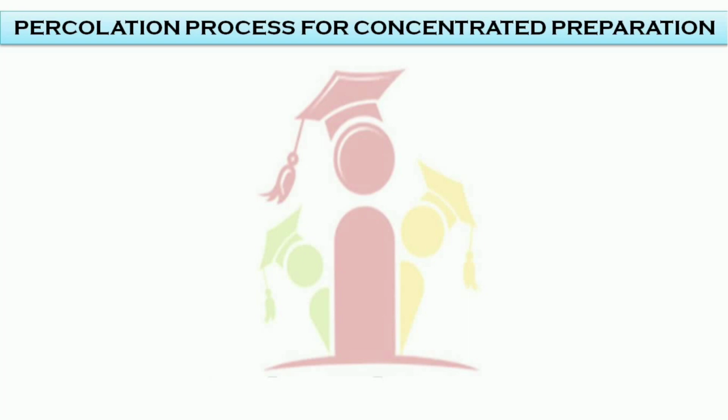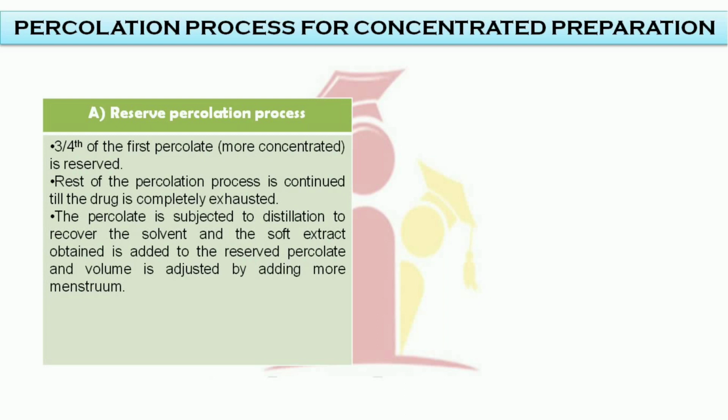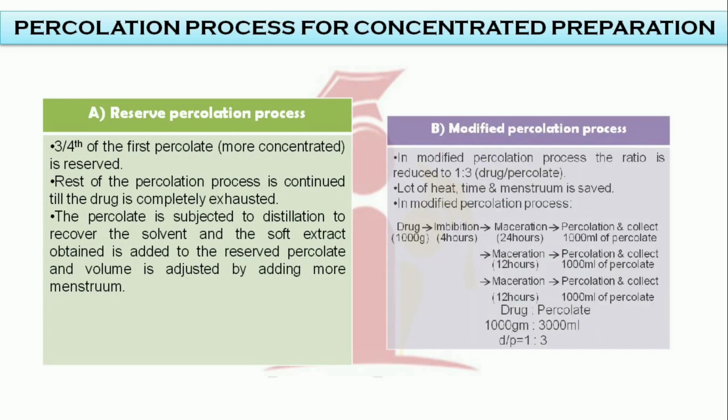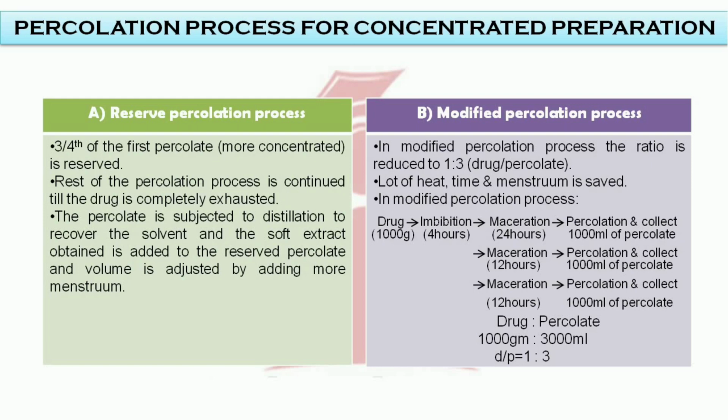Now, percolation process for concentrated preparation. Here there are two parts. One is reserve percolation process, another is modified percolation process. In reserve percolation process, the ratio of drug to percolate is 1:4. 3/4 of the first percolate, which is more concentrated, is reserved. Then the rest of the percolation process is continued till the drug is completely exhausted.